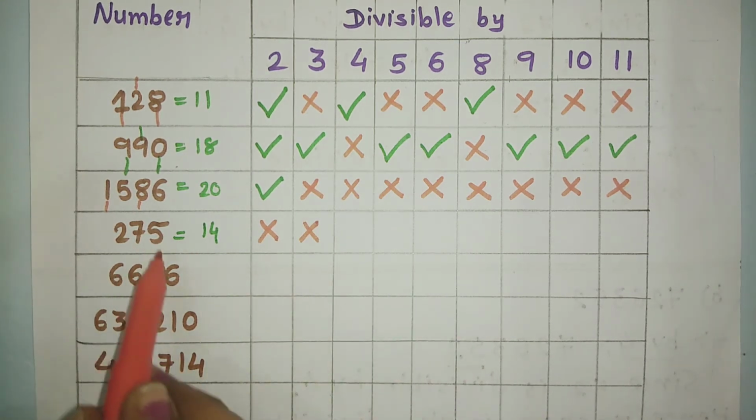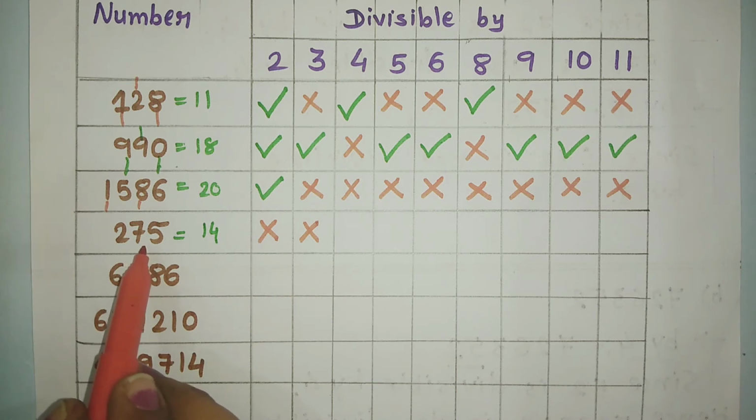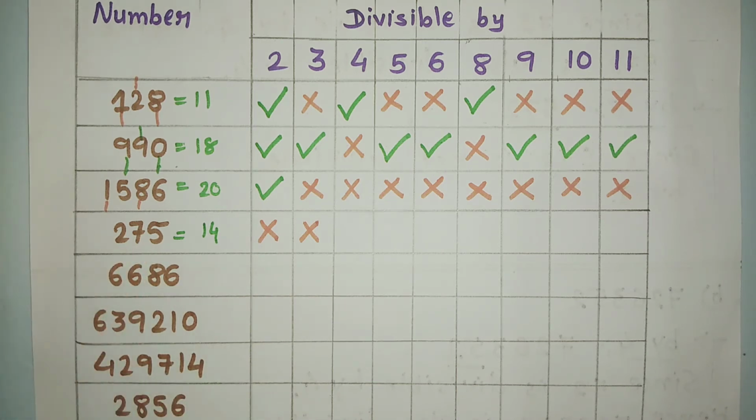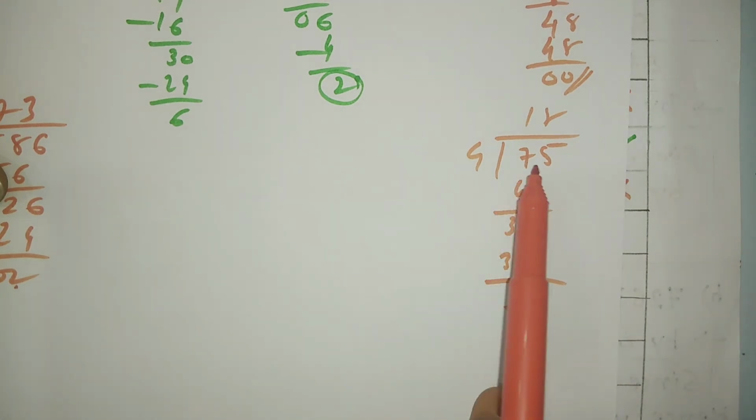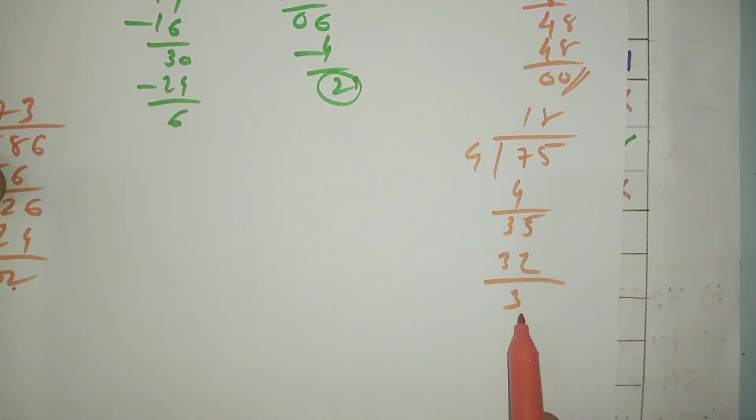For 4, last 2 digits should be divisible by 4. So 75 divided by 4. You can see here, when we divide the 75 with 4, it leaves remainder 3.